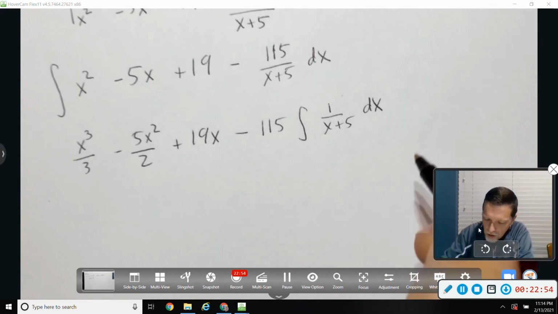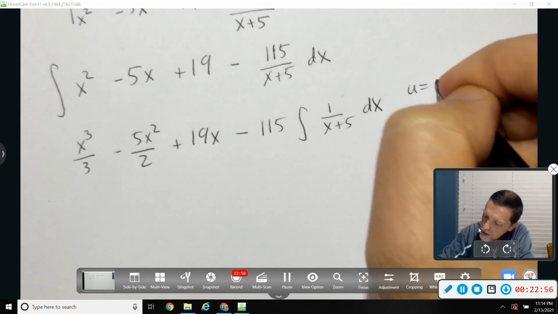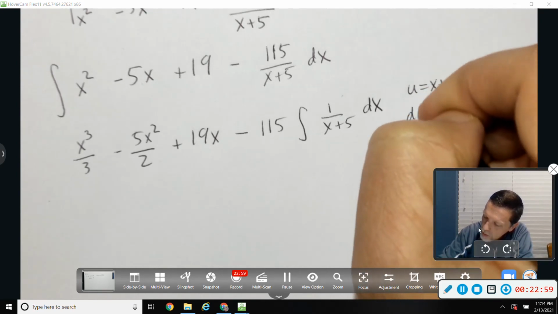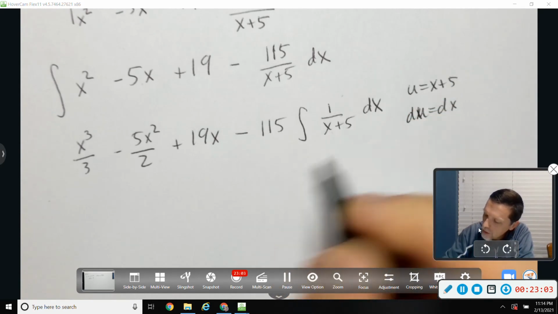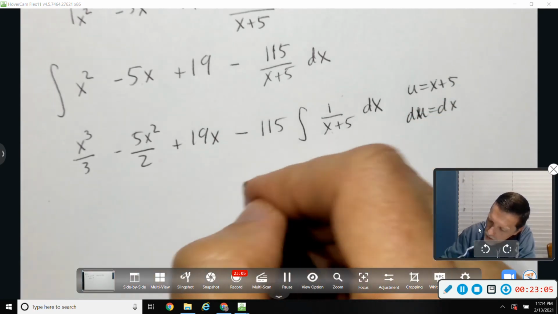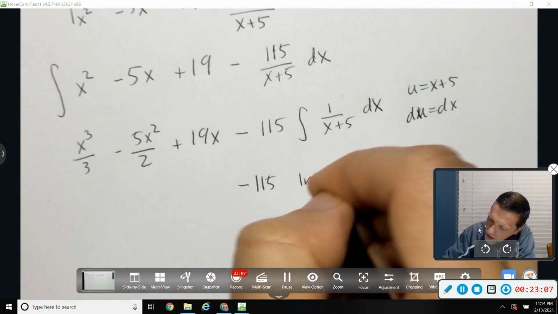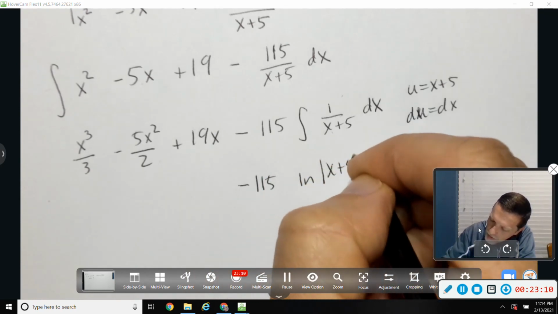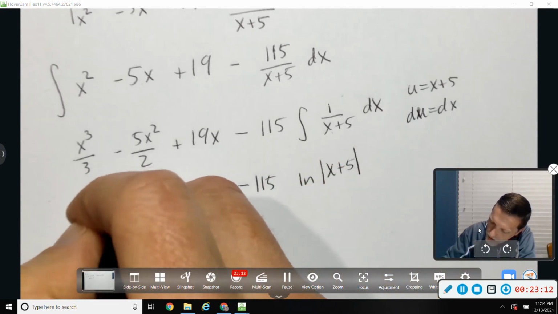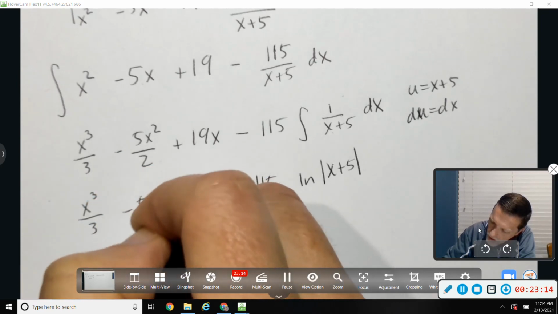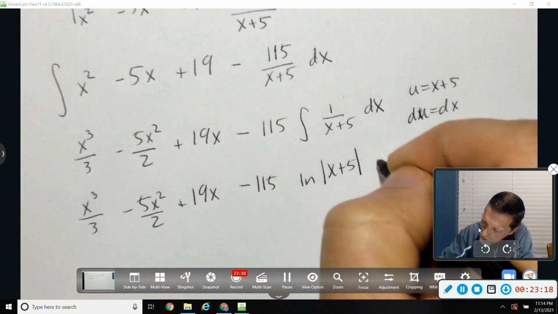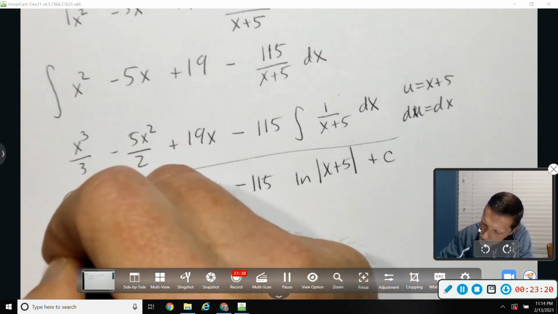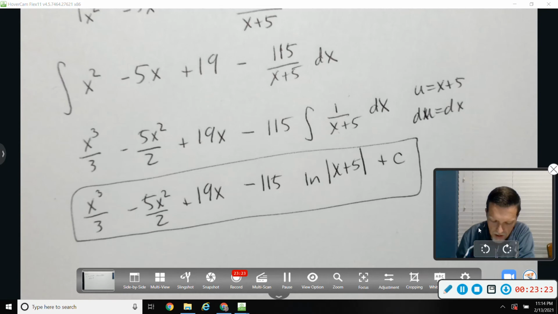Well, I could use a u substitution if I want to, but that's almost not even worth it. It becomes du over u. So minus 115 natural log of the absolute value of x plus 5, plus c. What a lovely problem that is.